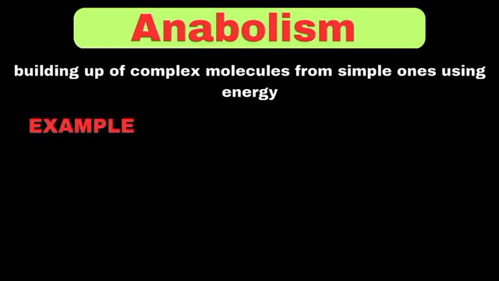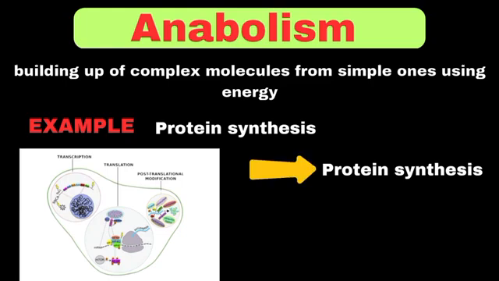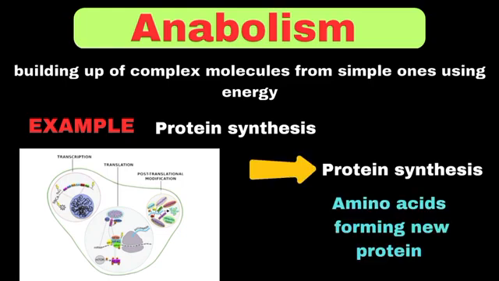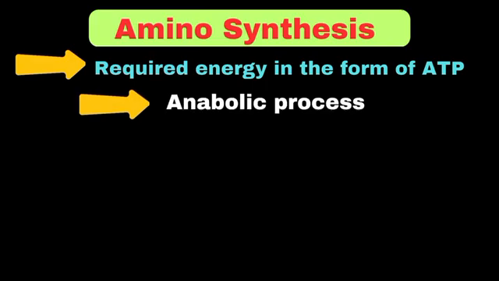To make it clear, let's look at protein synthesis in our body. When we eat protein-rich foods, our body breaks them down into amino acids. These amino acids are then used to build new proteins through a process called protein synthesis. This process requires energy in the form of ATP. Since it builds complex proteins from simple amino acids using energy, it's an anabolic process.